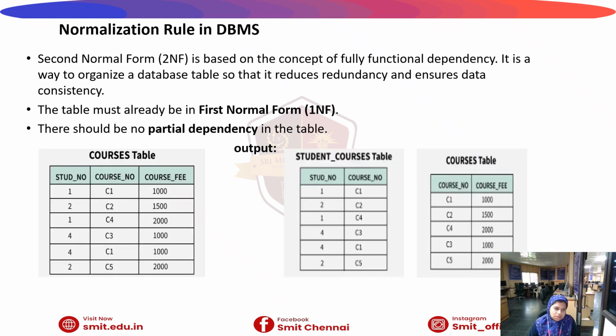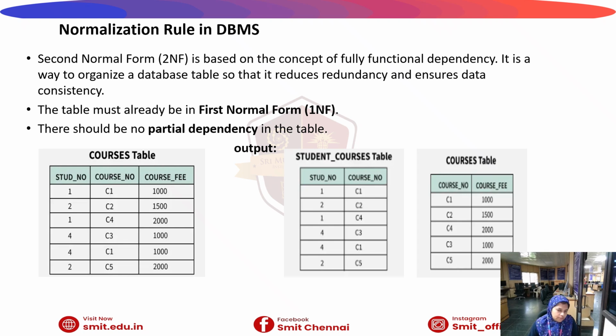What is the second normal form? The second normal form is based on the concept of full functional dependency. It is a way to organize a database table so that it reduces redundancy and ensures data consistency. The table must already be in the first normal form, and then for the second normal form there is no partial dependency in the table.